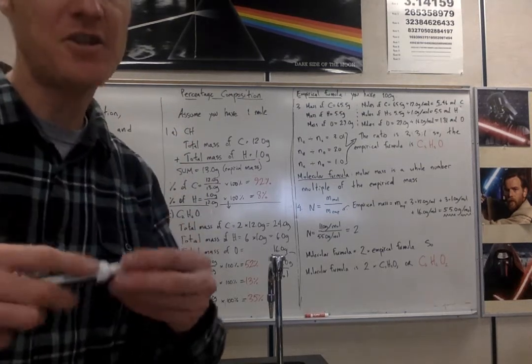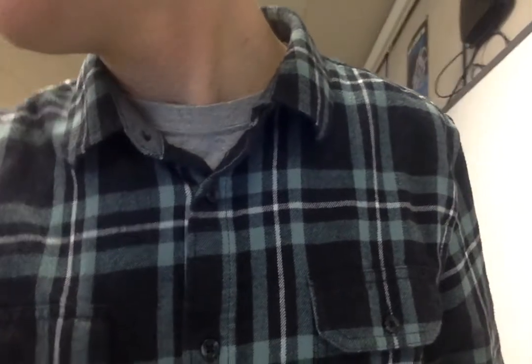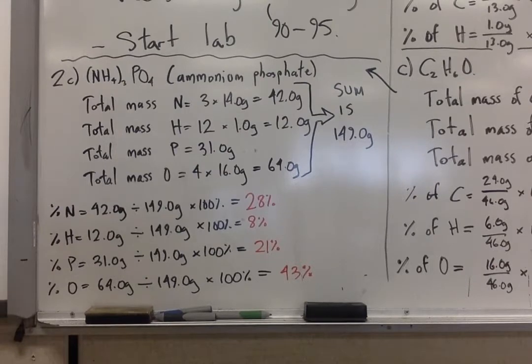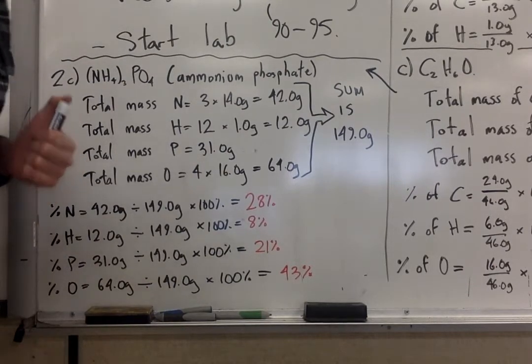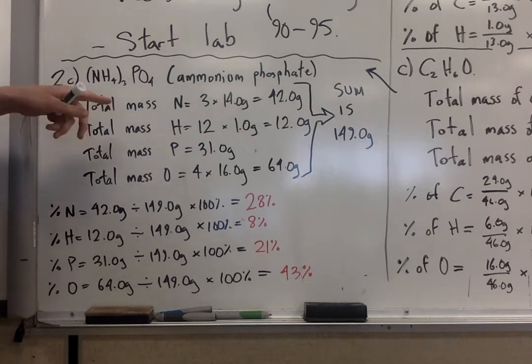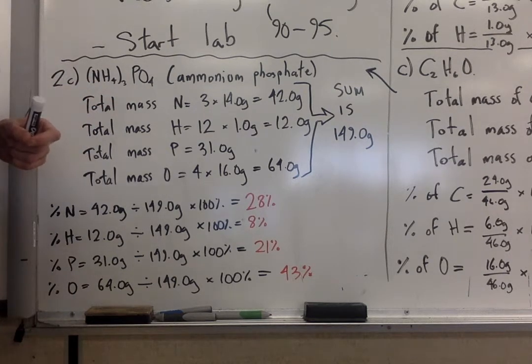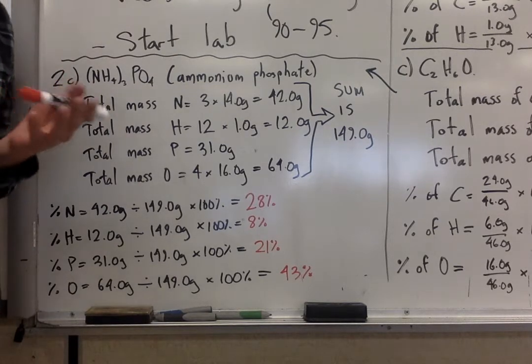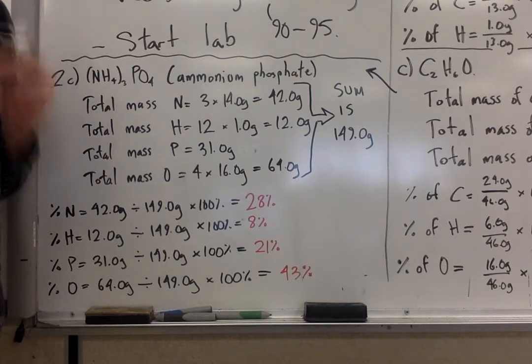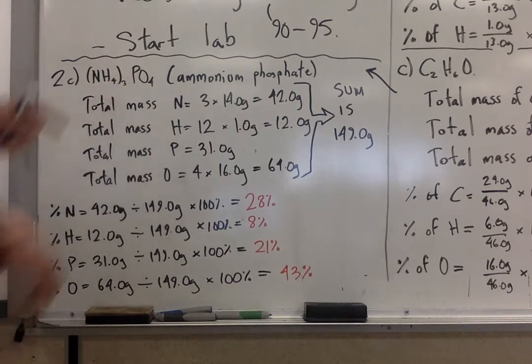Now, in question 2, I want to be clear that here we're not dealing with empirical formulae, but that doesn't matter. We're dealing with molecular or chemical formulae, the actual number of different atoms, of different elements or chemical species that is found in one formula unit or molecule of the substance. Here we really should say formula unit because it's ammonium phosphate, which is an ionic compound.